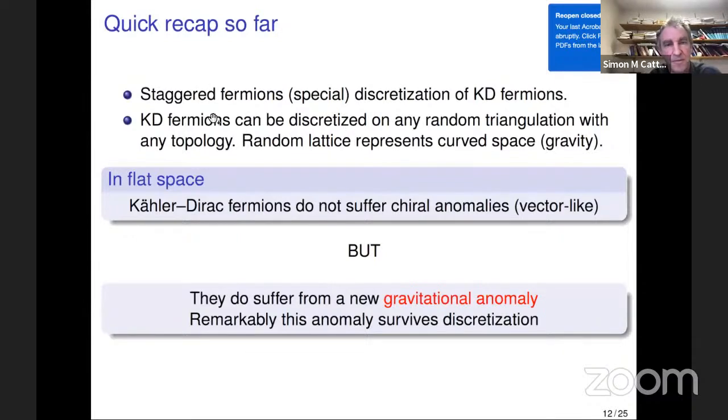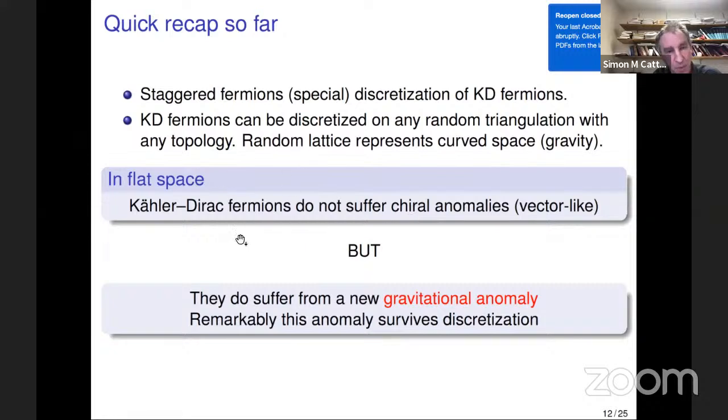But anyway, these staggered fermions are some sort of special discretization of Kaehler-Dirac fermions, but I can generalize them to arbitrary random curved spaces using this prescription involving the boundary and co-boundary operators and general triangulations. So if you want to put staggered fermions on curved space, in other words, you need to use the more general prescription. Right, so the one I gave you before.